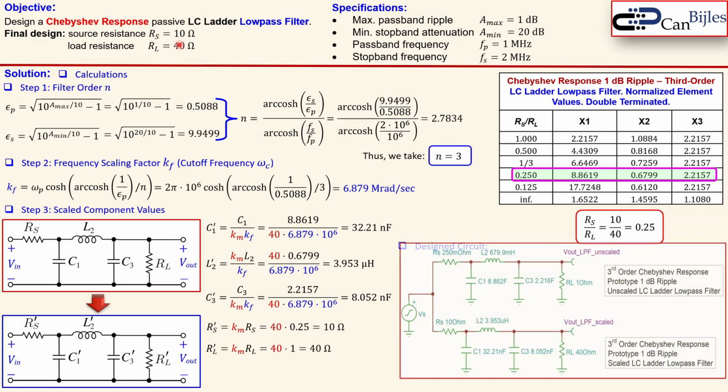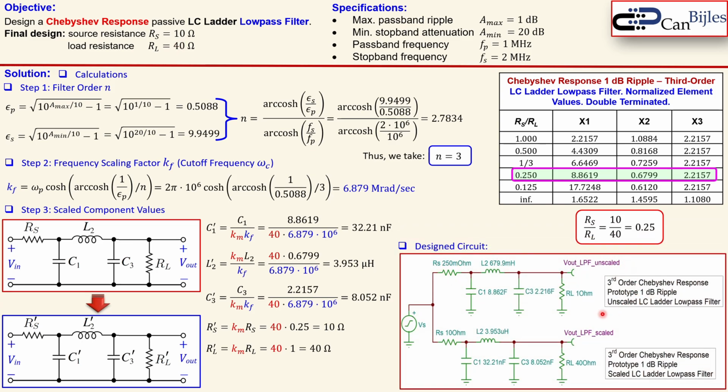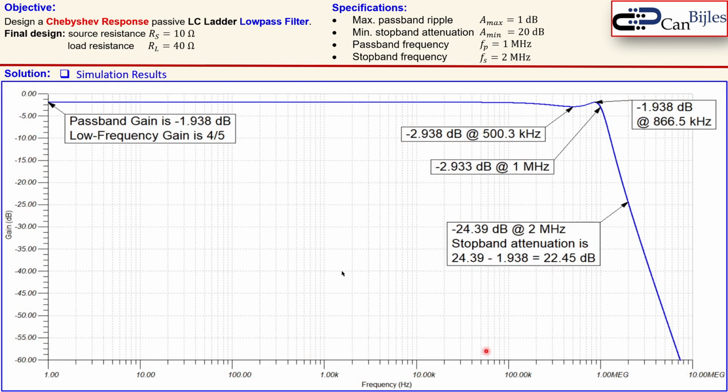So the designed circuit, you see here also the prototype filter, which is unscaled. You see 0.25 ohms. You see here the component values as we have them from the table here, and this is 1 ohm for the load. This is now scaled up, 10 ohm for the source, 40 ohm for the load, and you see here the C1, L2 and the C3 as we have calculated here. So this is our final design. And we will now check the final design in the Bode plot.